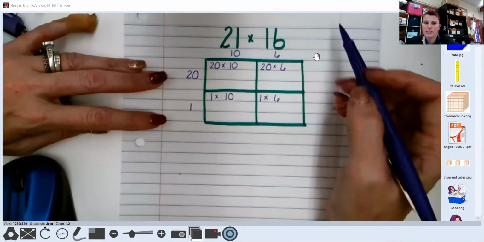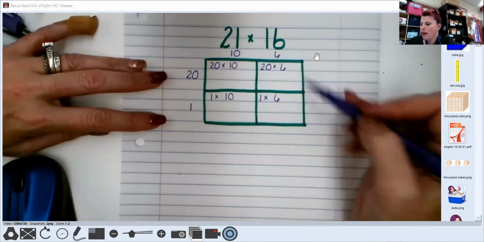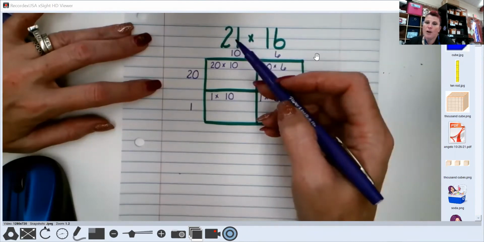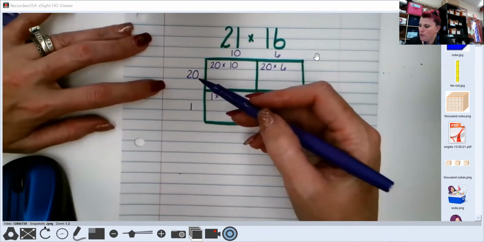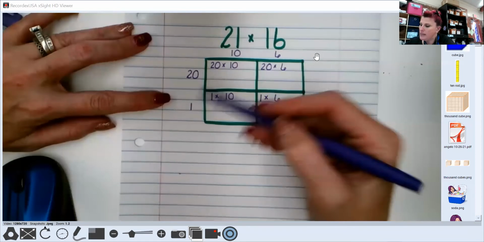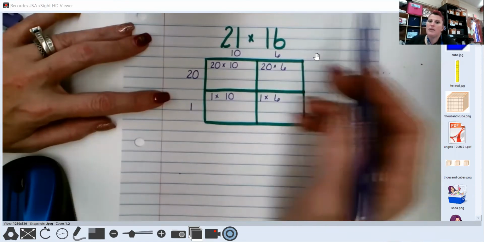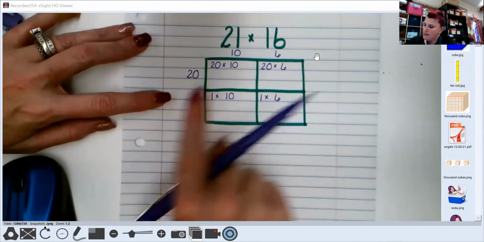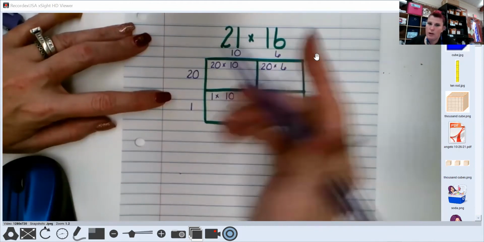So the first step is to create our box into a 4 square. Then we separate both of our factors into expanded form, tens and ones. So 20 and 1 for here, 10 and 6 for here. Then we create our multiplication problems by going across and then down.